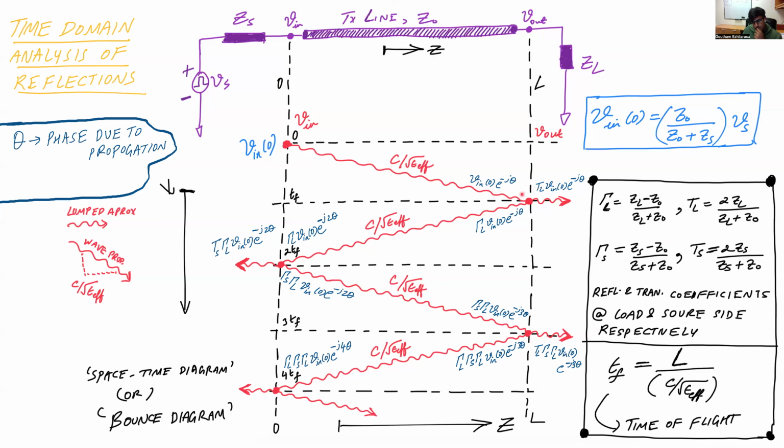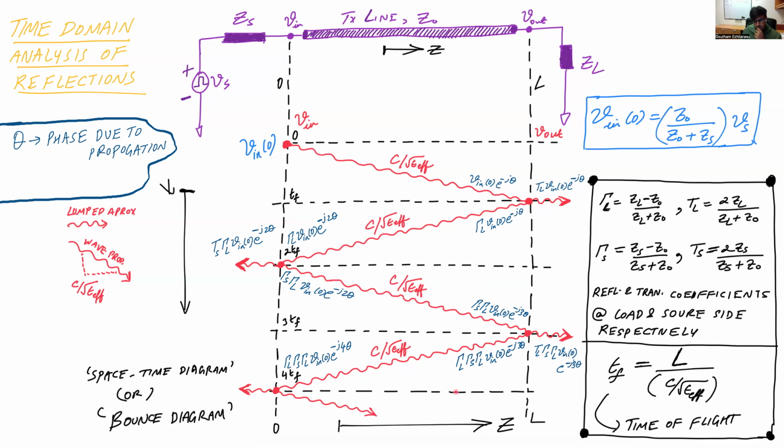Now some amount of the wave is going to be transmitted. So the transmitted wave is the incident times TL, and the reflected is the incident times gamma L. Now this wave comes all the way back here, and what's going to happen? This is the incident wave. The transmitted wave is just going to be this times TS now, because it's the source side. And the reflected wave is going to be gamma S, gamma L times the original incident wave.